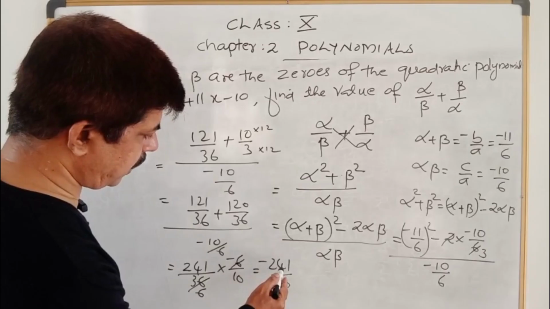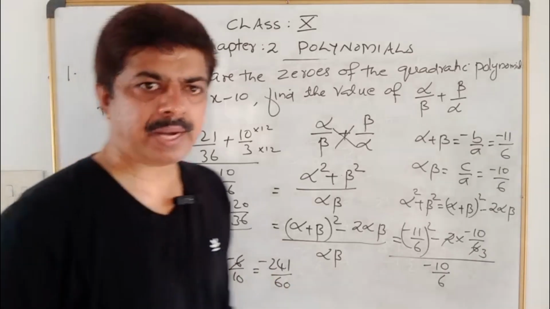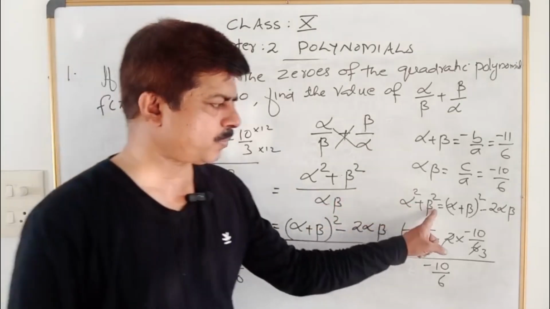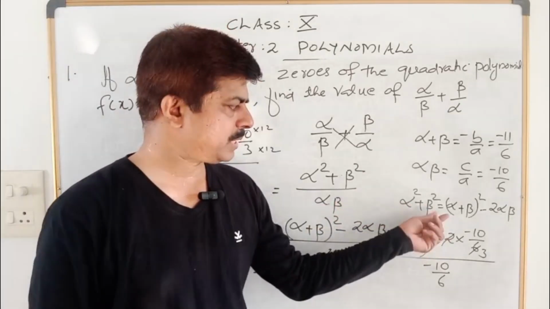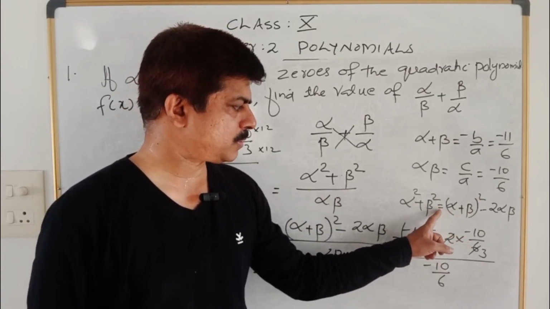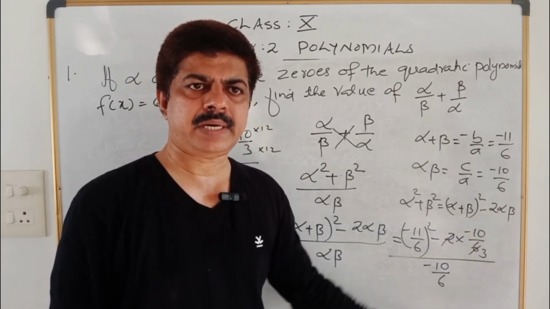It cannot be simplified further. So what is our answer? Negative 241 by 60. Remember this formula. Anyway, this question may be asked in the exam. Remember, alpha square plus beta square is alpha plus beta whole square minus 2 alpha beta.